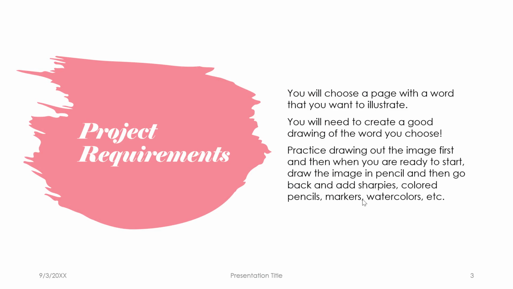What you guys are going to do is choose a page from one of my dictionaries with a word that you want to illustrate. You will need to create a good drawing of the word that you choose. I would suggest practicing drawing out the image first, and then when you are ready to start, draw the image in pencil and then go back and add Sharpies, colored pencils, markers, watercolors, whatever you're thinking.